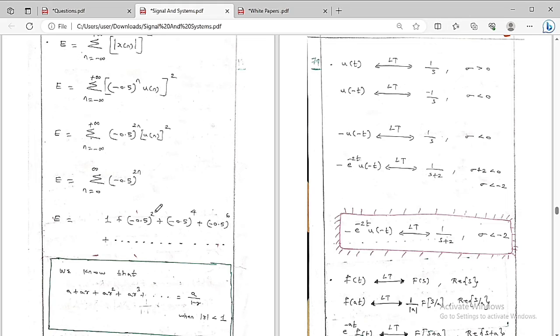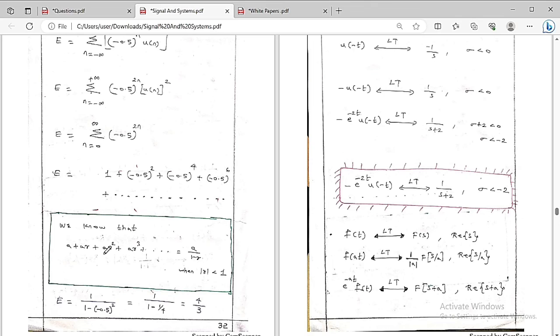Now I will simply substitute the values n equal to 0, n equal to 1, and so on. For n equal to 0, anything to the power of 0 is 1. For n equal to 1, we get (minus 0.5) whole square. For n equal to 2, we get (minus 0.5) to the power of 4, and it goes on up to infinity.